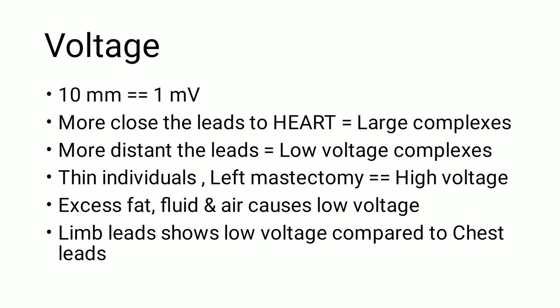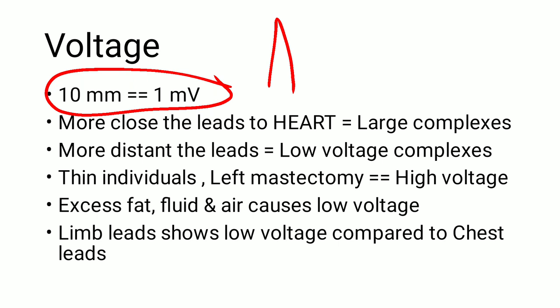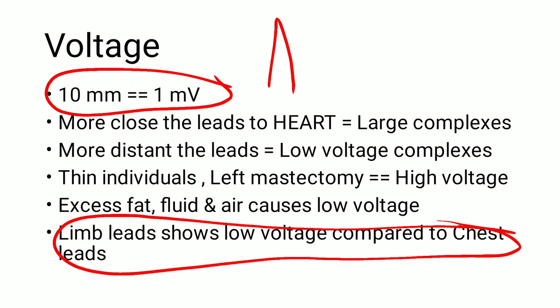Coming to the voltage. Voltage is the peaking of the complexes produced on an ECG. Normally it's 10 millimeter per millivolt. This is normally standardized. The closer a lead is to the heart, the bigger the complexes will be. The more distant the leads, the smaller the complexes will get. So my limb leads are placed far from the heart when compared to my chest leads, so the chest leads will have bigger complexes when compared to my limb leads.